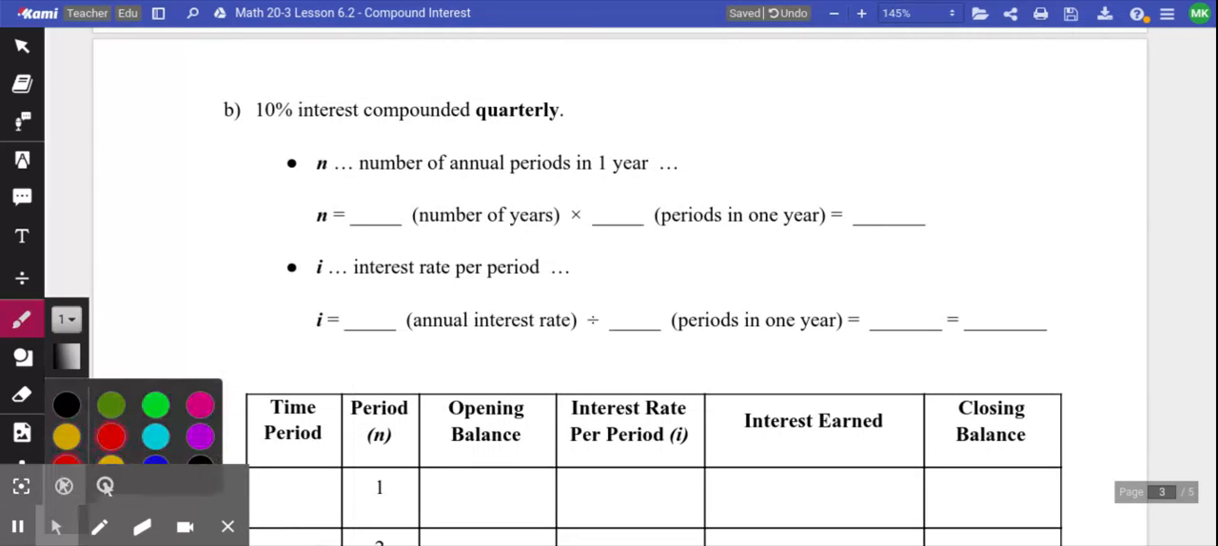Sorry, you also might want to know for this question that quarterly would mean 4 times in a year. Now keep going if you wanted that little hint.